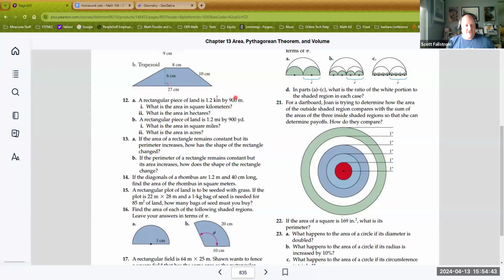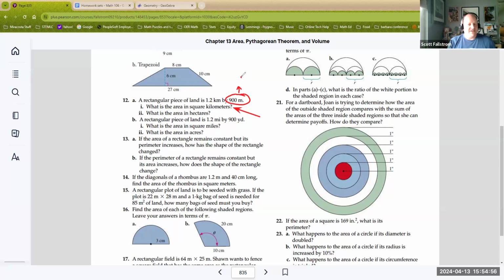So this is calculating, be careful. They are giving you two different units here. My recommendation is check the directions. If it says square kilometers, then if I were you, I would take the one that is not kilometers and turn this into kilometers first, then find square kilometers. So like down here in part B where it says, what is it in square miles? I would take the yards and turn yards into miles first. That way it's just miles times miles, and I don't have to do any other computations. Okay.